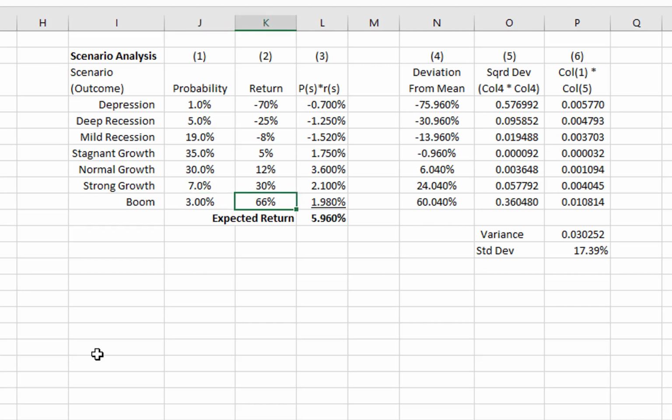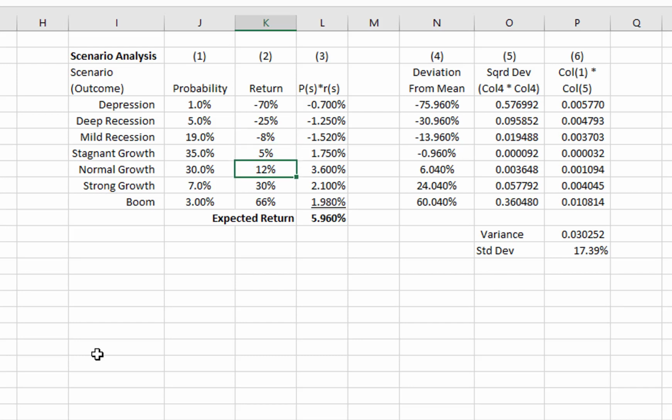And then I have some expectation. I've put in some numbers for what I think the return would look like if we were in a particular state of the economy. So let's say that we were in a depression. Last time we were in a depression, the return on this particular investment, let's say, was around negative 70%. The last time we were in a deep recession, it was negative 25%. The last 4 recessions we've had, we had an average of negative 8%. This is where these returns might come from.